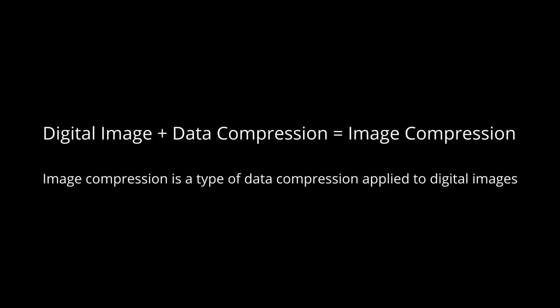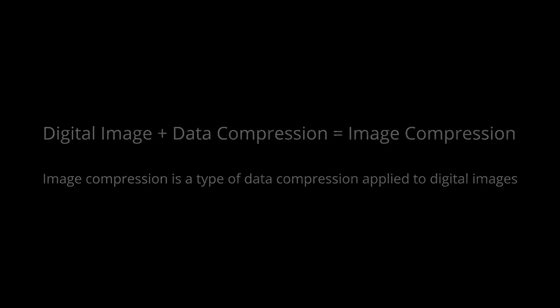Image is an artifact that depicts visual perception. Data compression is a process of encoding information using fewer bits than the original representation. Image compression is a type of data compression applied to digital images.